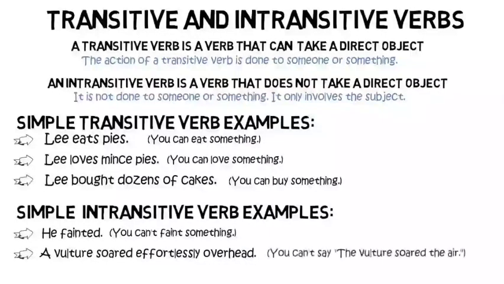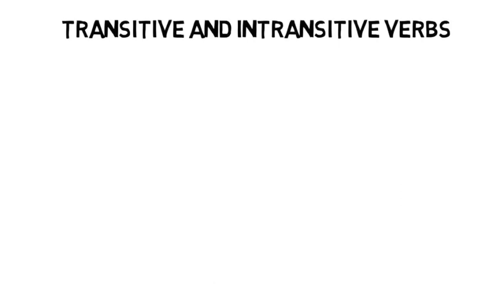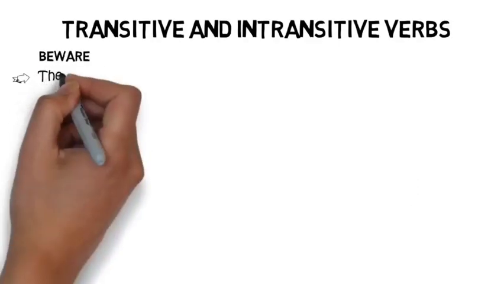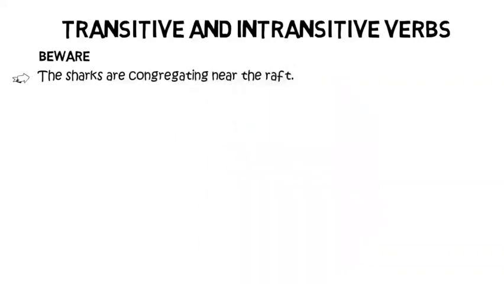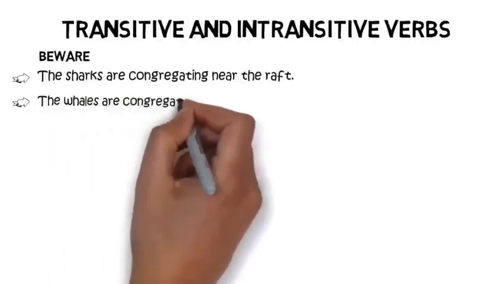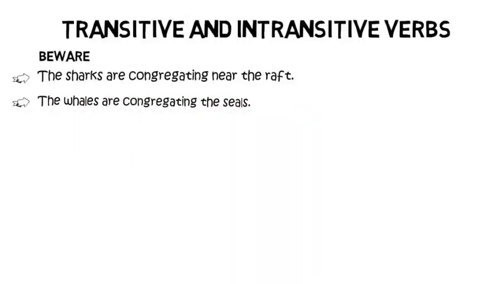A vulture soared effortlessly overhead. So there is no object. So we must need objects. What are objects? Objects may be a noun or pronoun. The sharks are congregated near the raft. The sharks are congregating near the raft. The whales are congregating the seals.